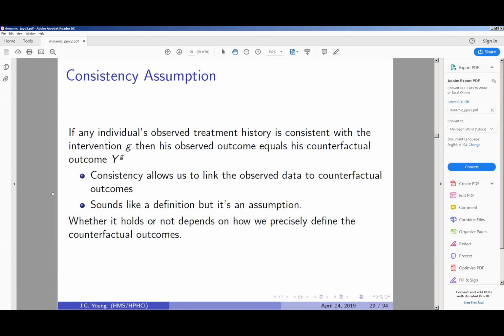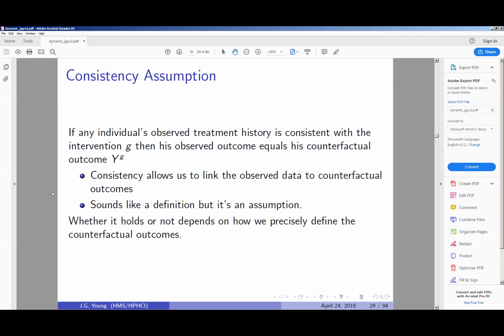But what the consistency assumption states is that if any individual's observed treatment history is consistent with the intervention G, then his observed outcome equals his counterfactual outcome Y. That should have been Y60G. So what consistency allows is the assumption that we can link the observed data to the counterfactual outcome.